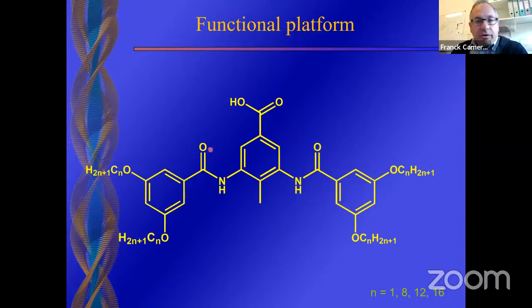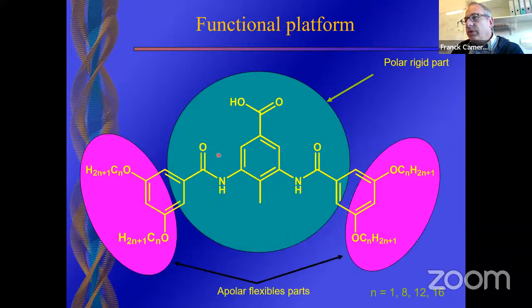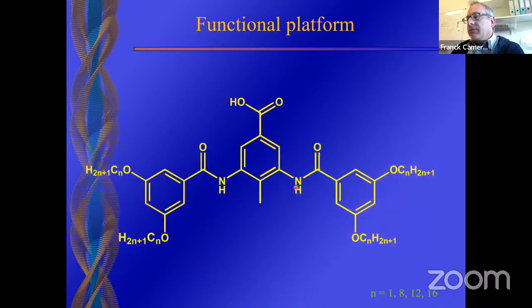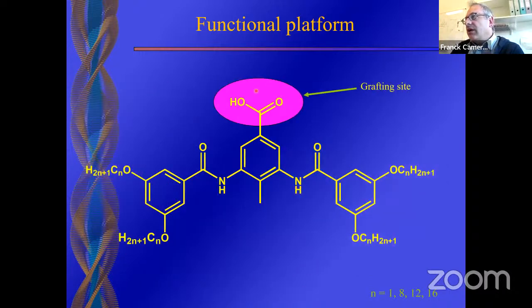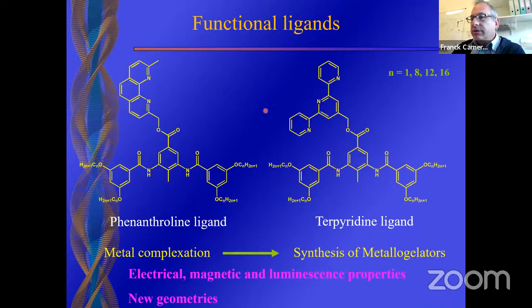I also developed another gelating agent from what I call a platform. You will see why. So here also you have these two-player parts: the long carbon chain for the solubility, and the polar and rigid part with the amide function. Here you have, in addition, a graftable site on which we can add some molecules, and here you have, of course, the hydrogen bond donor and acceptors for the one-dimensional stacking. So we don't speak too much.